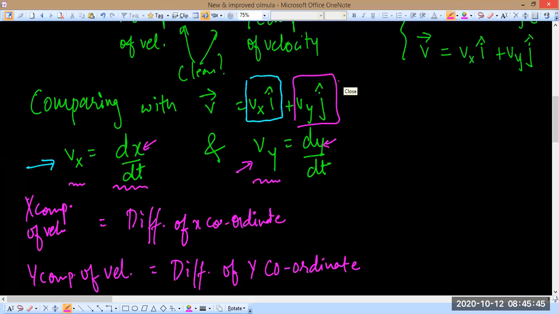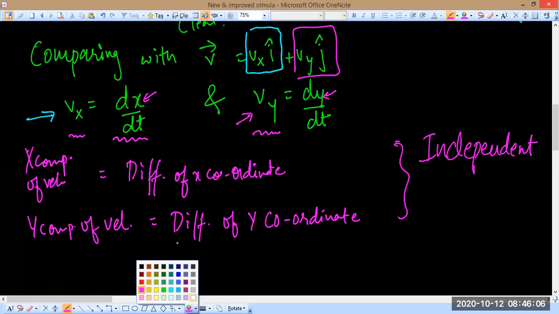Okay, so this is what I meant when I said independent. This is what I meant, that if you look at this equation, have a look at this equation.